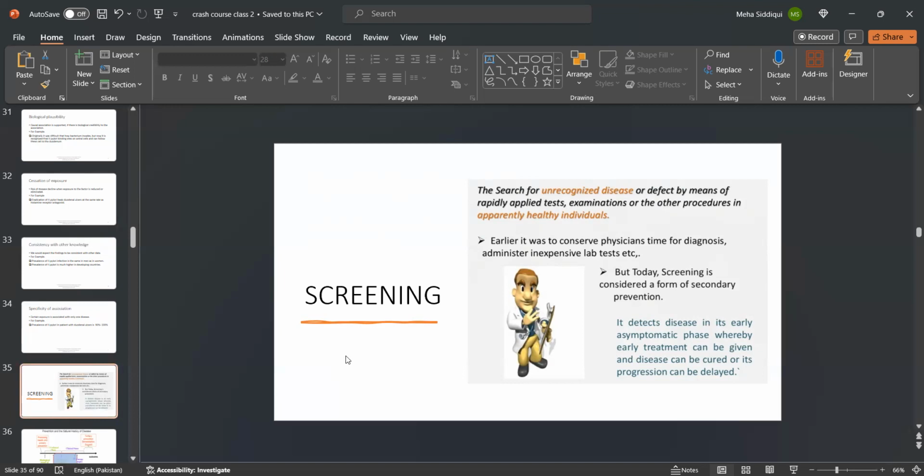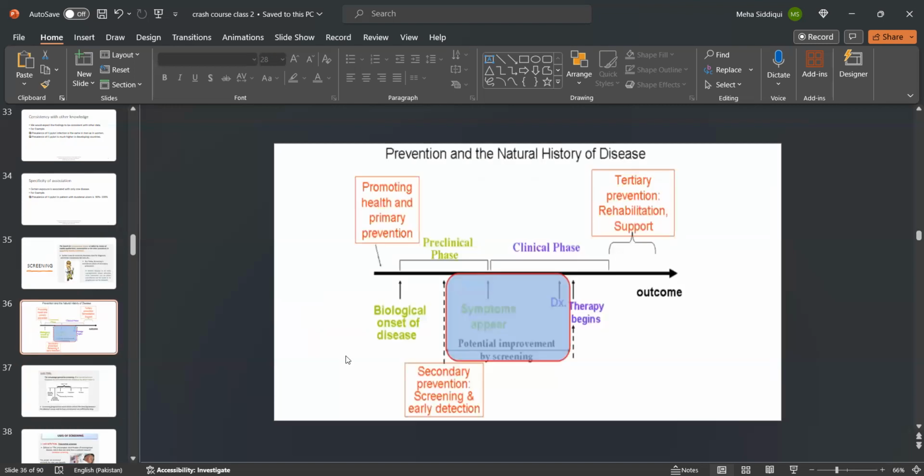As we all know, the interventions for secondary prevention are early diagnosis and prompt treatment. So screening comes in early diagnosis. It detects disease in its early asymptomatic or preclinical phase, whereby early treatment can be given and disease can be cured or its progression can be delayed. As we can see, this is the natural history of disease, and here there are different preventive measures taken at different stages. So at the preclinical phase, we can do screening as a form of early detection, and we can catch the disease in its early stages, and we can treat timely.